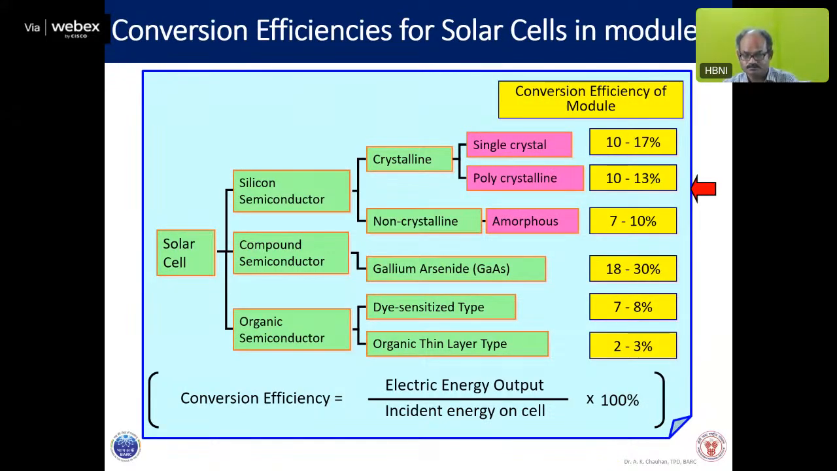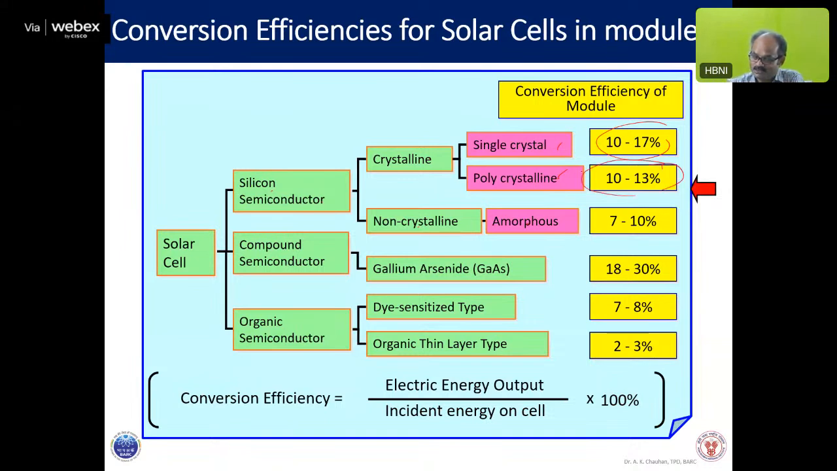So this is typical. I have summarized everything here. For silicon semiconductor solar cells, there are two types: crystalline and non-crystalline, that is amorphous. In crystalline, you have single crystals and polycrystalline. These efficiencies are of commercial cells. Commercial means on the large scale.